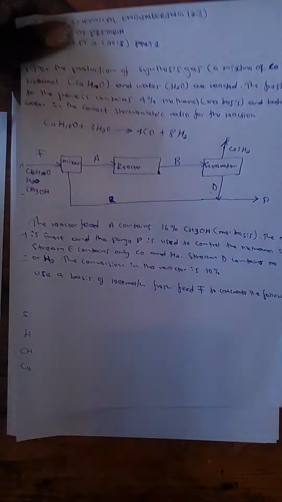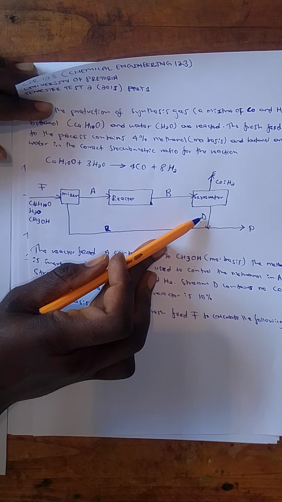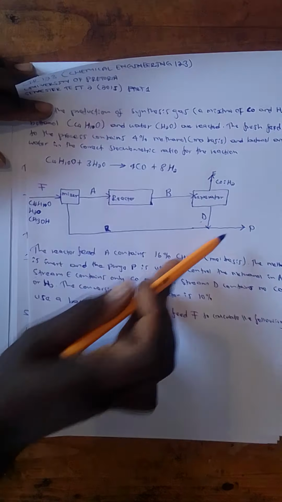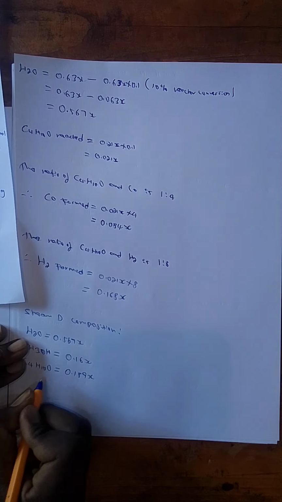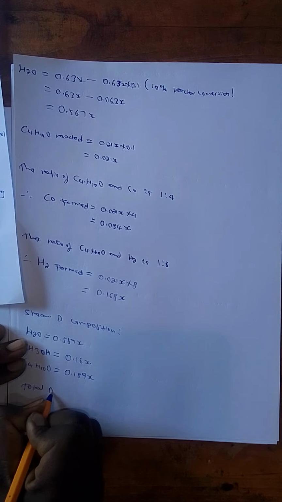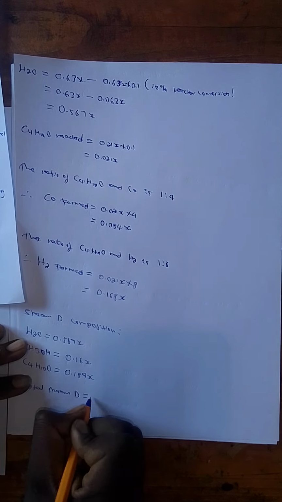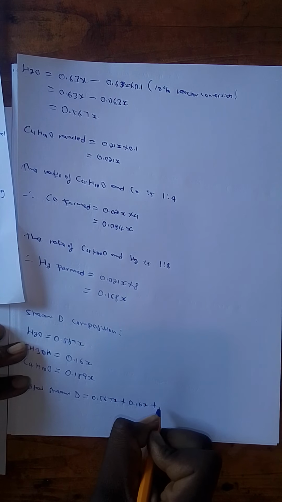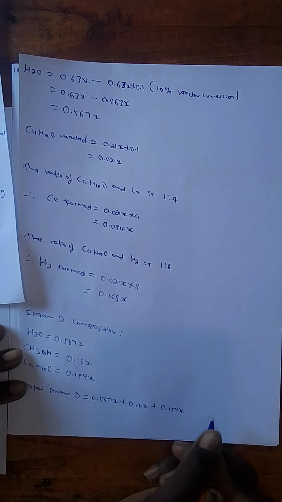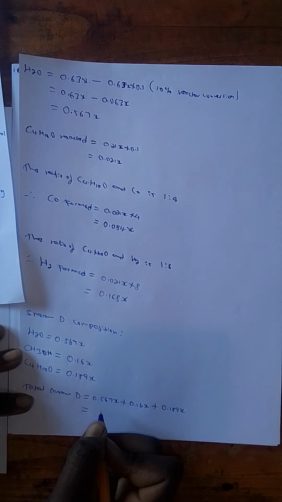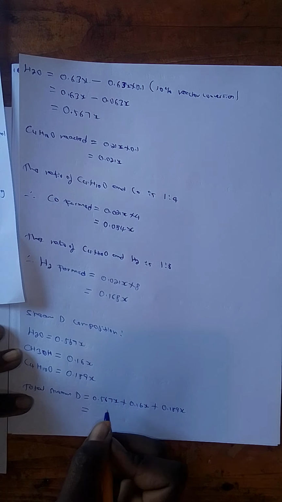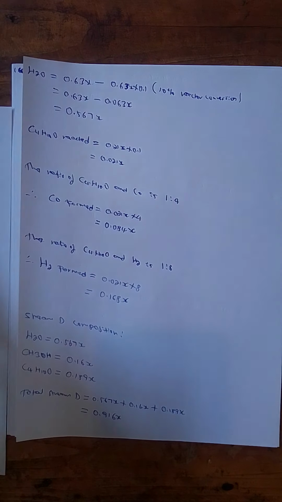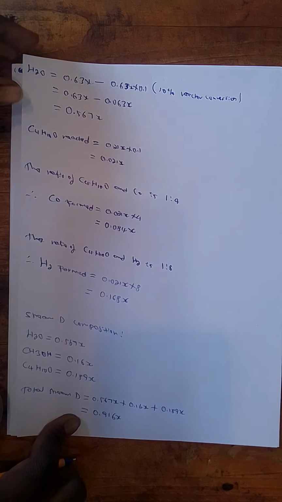Now, remember, now that we are in D, we can actually calculate the percentages because the percentage composition of D is the percentage composition of R and also of P. So for us to do that, let's say total stream D is equal to 0.567x plus 0.16x plus 0.189x. And if you use your calculator, that is going to give you 0.916x.